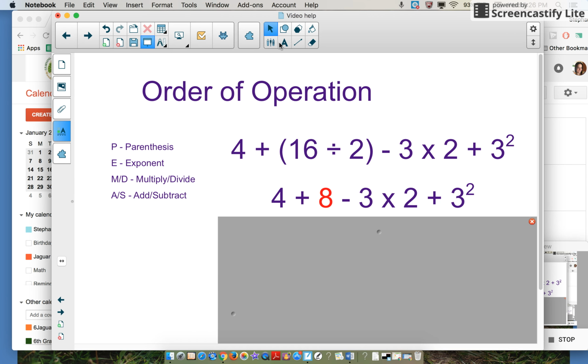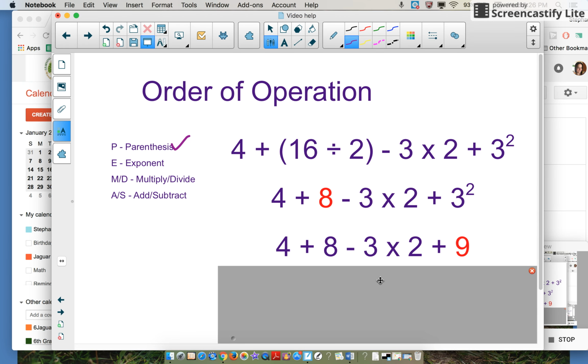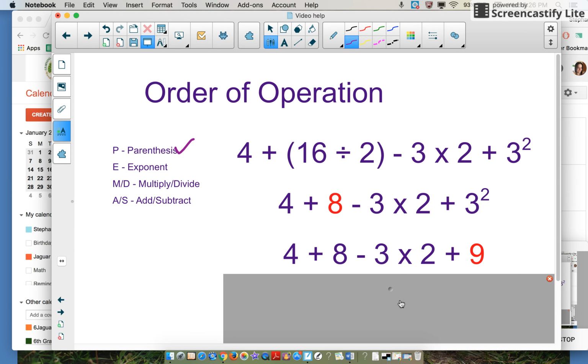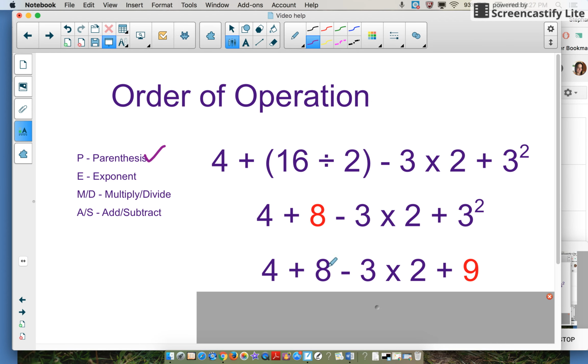Now that I've done the parentheses, I can go ahead and check it off. I'm going to do exponents. Well, the exponent that's there is 3 squared. 3 squared, if we remember back to the last slide, is 3 times 3, which is 9. So I write my answer as 9. Once I get that my answer is 9, I can cross off that the exponents are done.